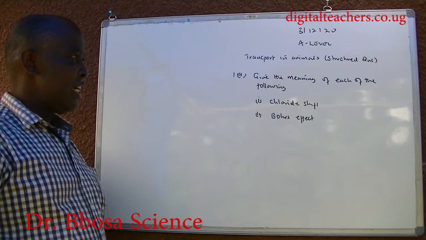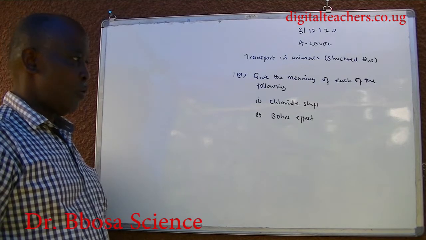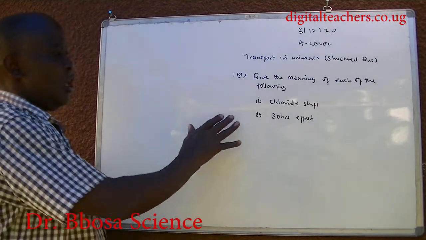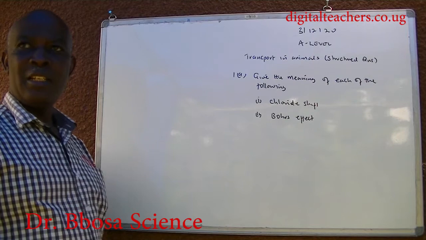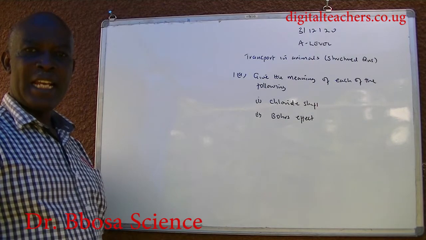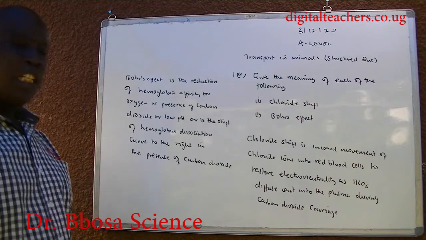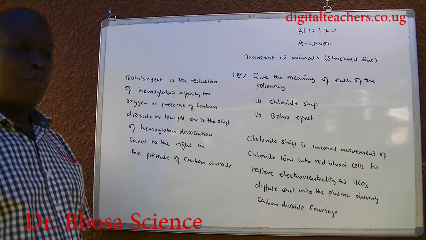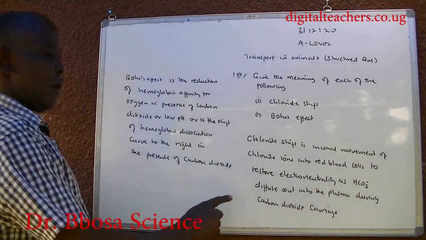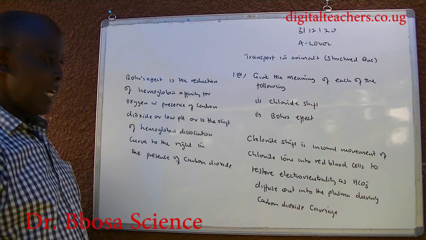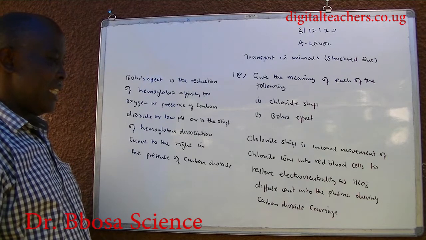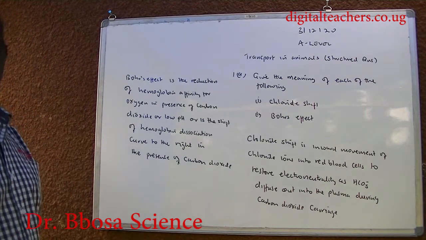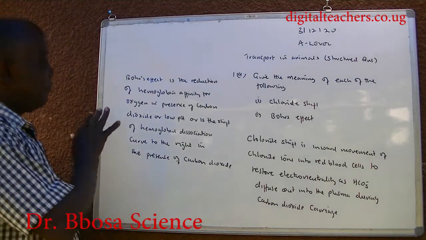Number 1A, give the meaning of each of the following. Roman 1, chloride shift. Roman 2, Bohr effect. You can pause and answer. Chloride shift is inward movement of chloride ions into red blood cells to restore electrical neutrality as bicarbonate ions diffuse out into the plasma during carbon dioxide carriage.